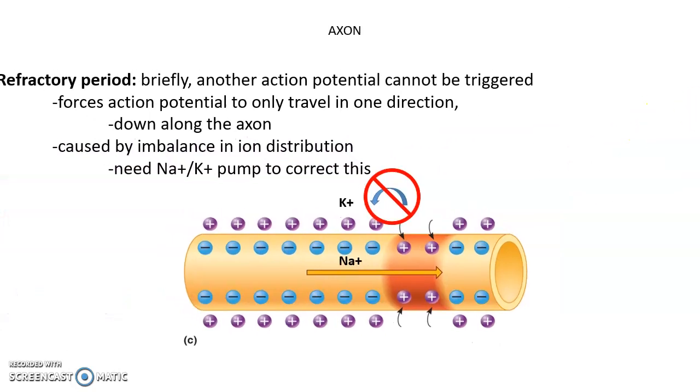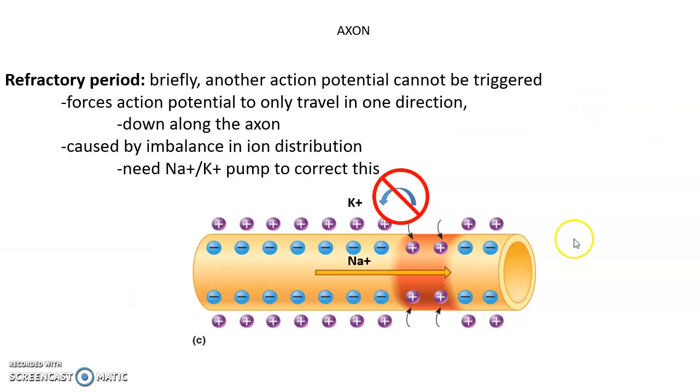Now, because of this, there is what's called a refractory period. It's a brief period of time when the action potential going down the axon can only go in one direction. It cannot back up and go the other direction. This is caused primarily by the imbalance in ion distribution. So even though we get the charge reestablished and can return to resting potential, now we have a high concentration of sodium ions inside and a high concentration of potassium ions outside. That distribution prevents a new action potential from being generated.